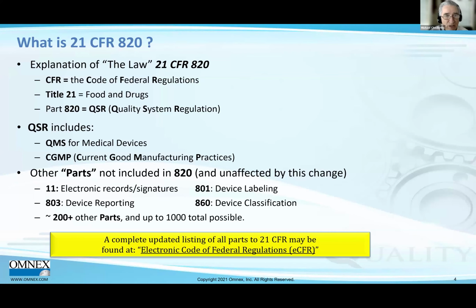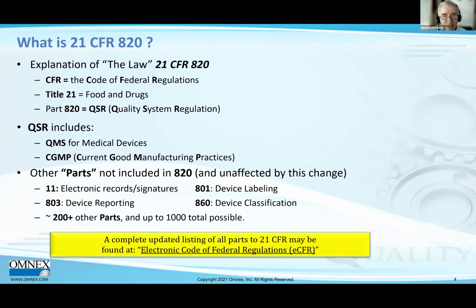Title 21 is the food and drug portion of the Code of Federal Regulations. Part 820 deals specifically with quality system regulations for medical devices. The QSR, or Part 820, includes quality management systems for medical devices and current good manufacturing practices.